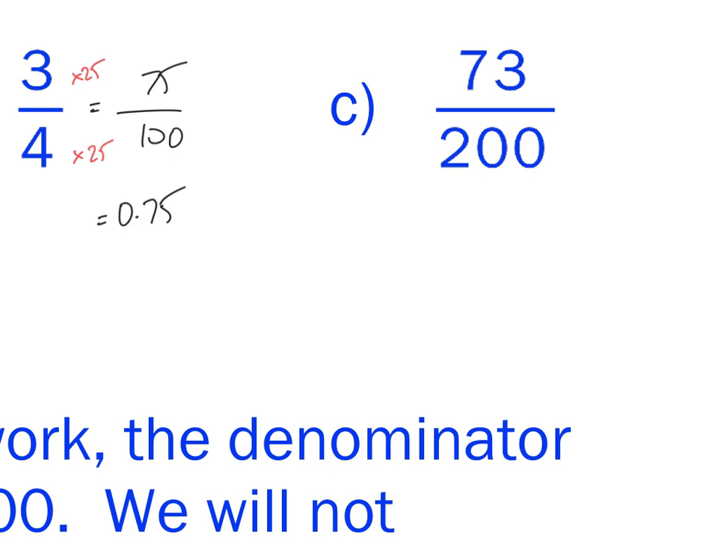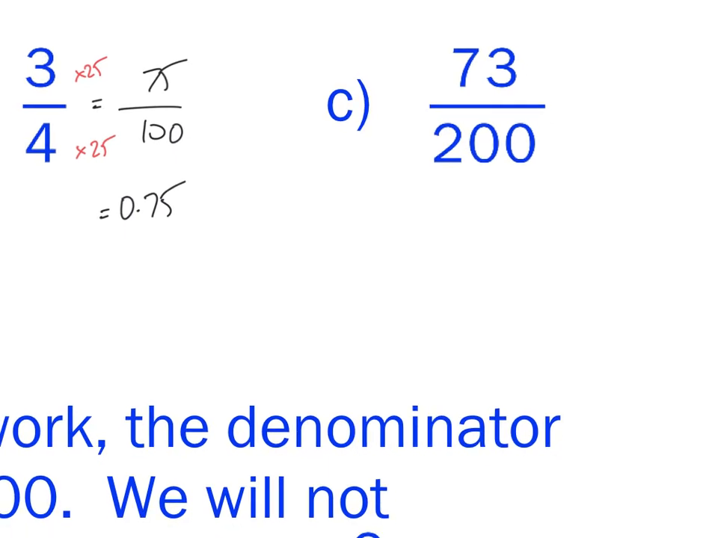Let's go on to the third one. 73 over 200. Now, the bottom is not going to go to 10, and it's not going to go to 100. So we're going to have to go up to 1,000. How many 200s go into 1,000? 5. So now we have to multiply 73 times 5. You don't need a calculator for that, but I guess it's okay. 365. So we got 365 over 1,000. As a decimal, it would be 0.365.